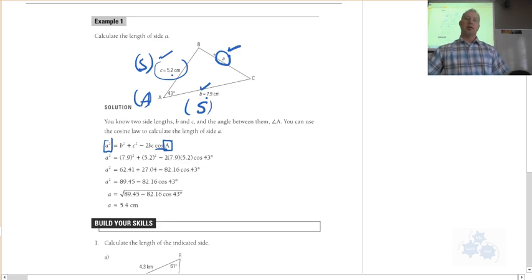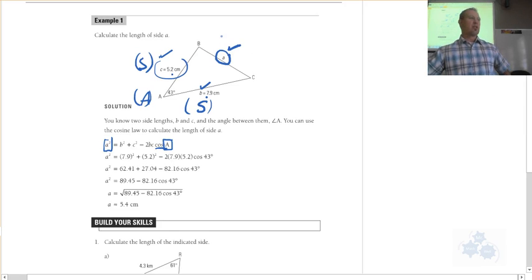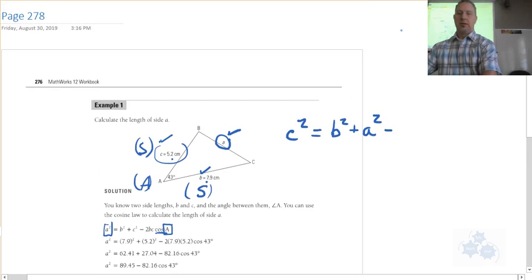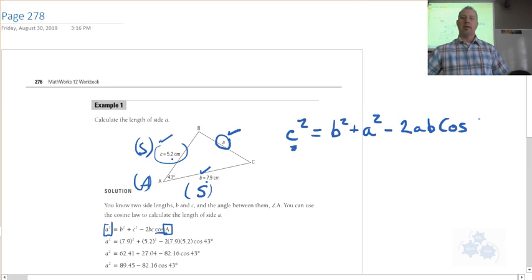So it's always the same way. It's always like that, depending on which side you have out. So it's not always a squared on the end. It could be b squared, it could be c squared. So if it's c squared, let's say, then I would put b squared and I would put a squared here. See that? And then I would do minus 2 times a times b cos of c. So they're always in the same positions.